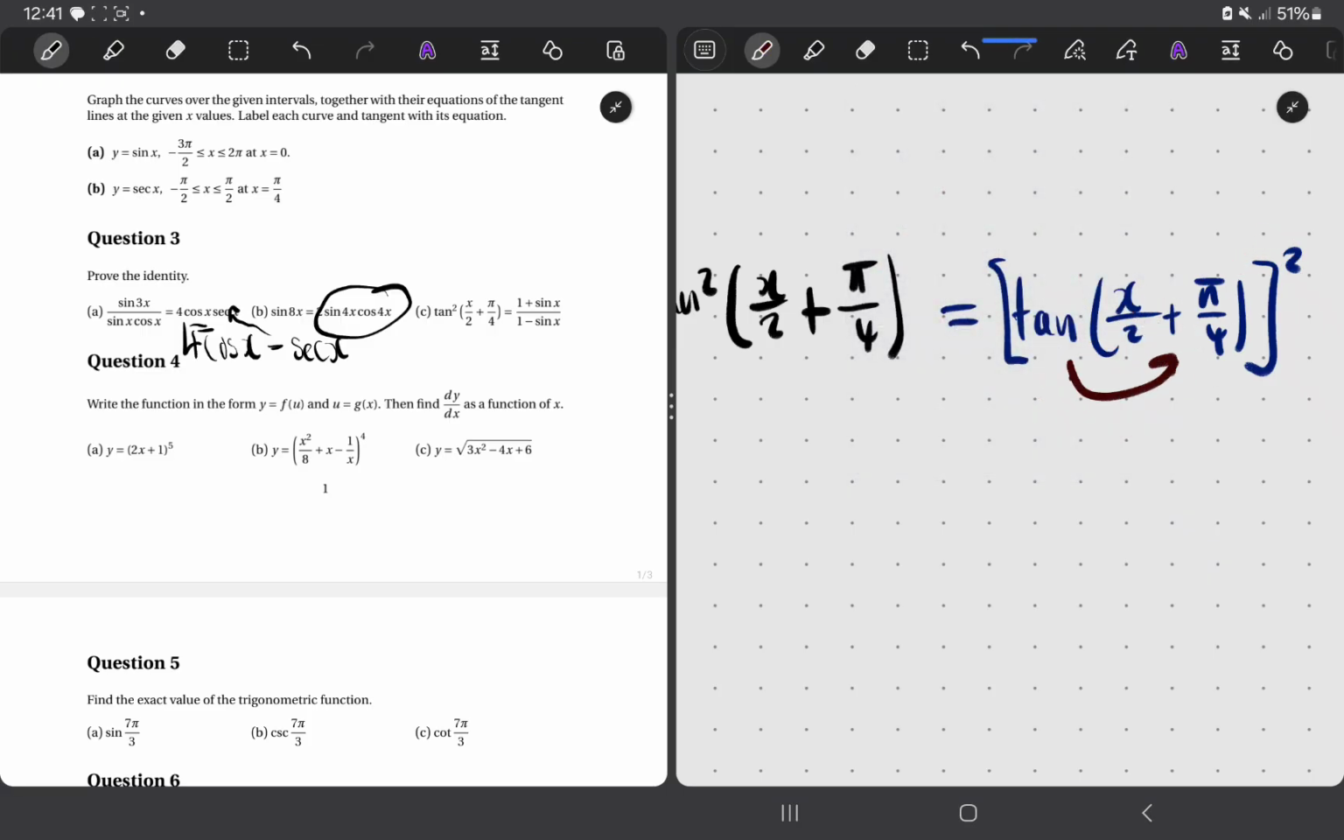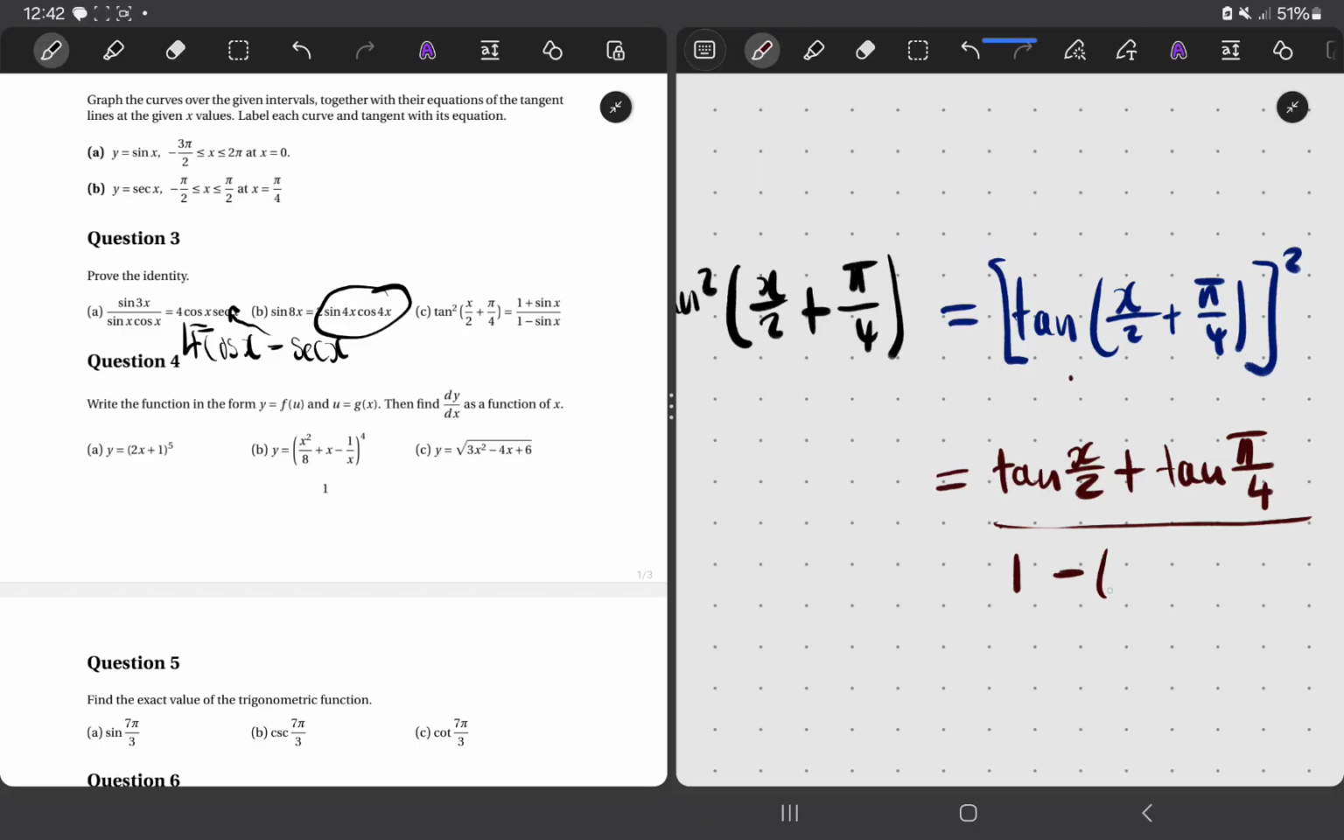Now I can expand this because I can expand for tan. Remember, you expand like in algebra: tan x over 2 plus tan pi over 4, over 1. Since this was a plus, it will now be 1 minus tan x over 2 tan pi over 4. Now where are we trying to go? We're trying to go to 1 plus sine x over 1 minus sine x.